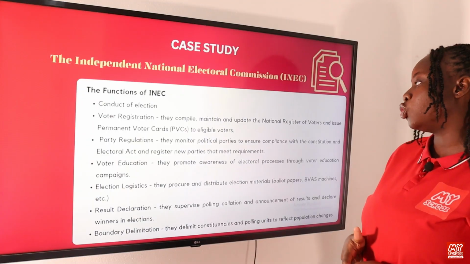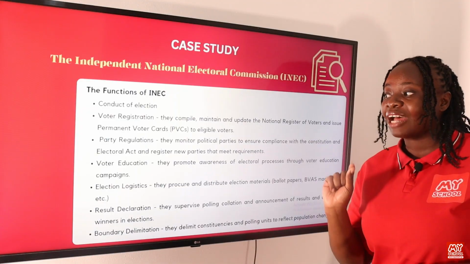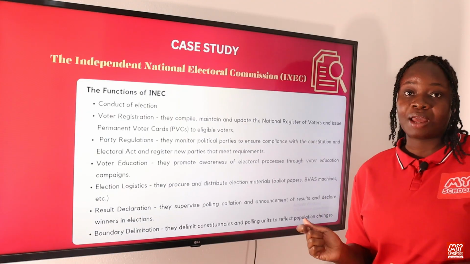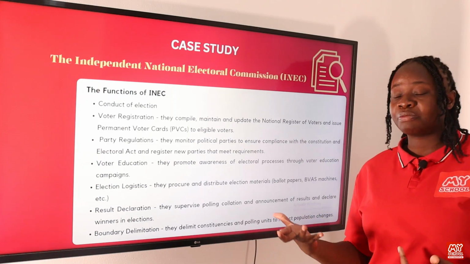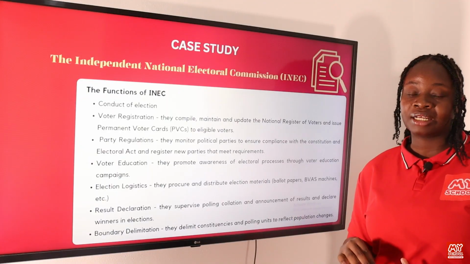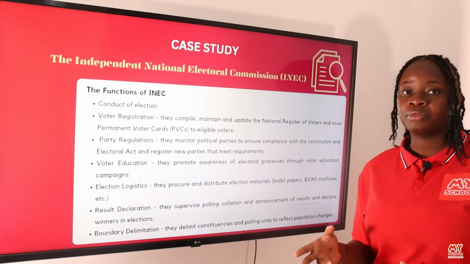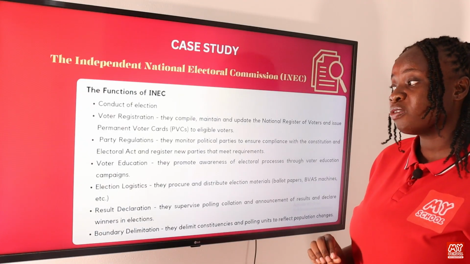So they monitor political parties to ensure compliance with the Constitution and Electoral Acts and register new parties that meet requirements. When the political parties that are trying to be established do not meet any of the requirements from the Constitution or the Electoral Act, they do not register them to become official political parties in the country. They are also responsible for voter education.